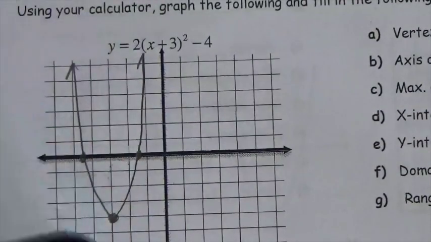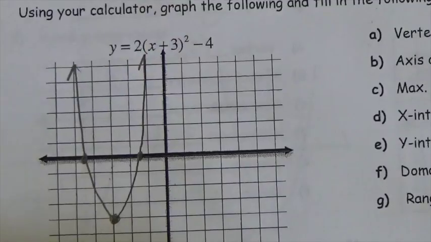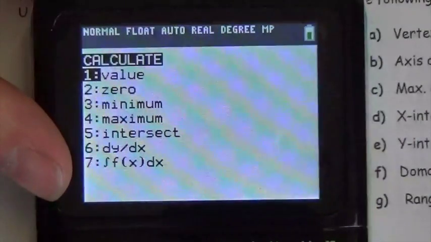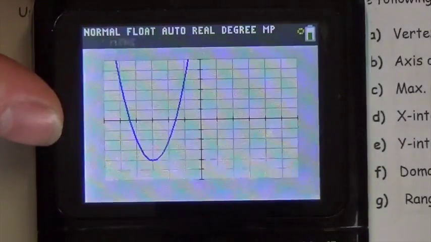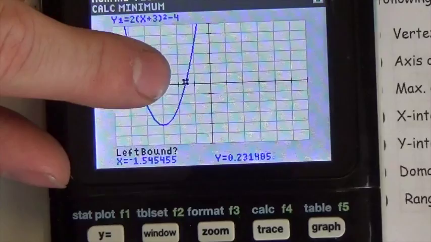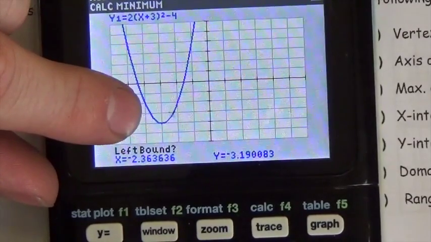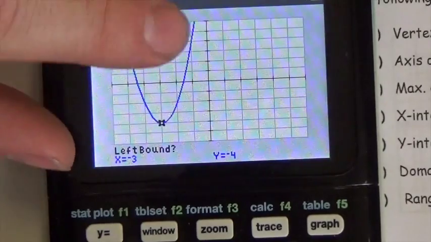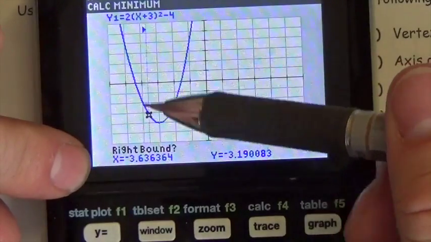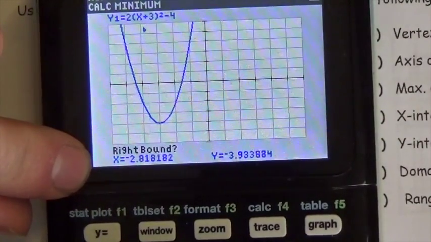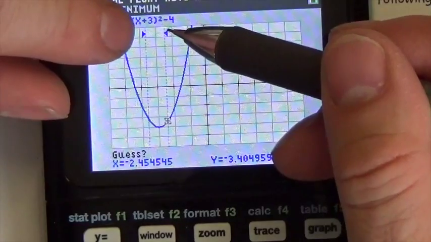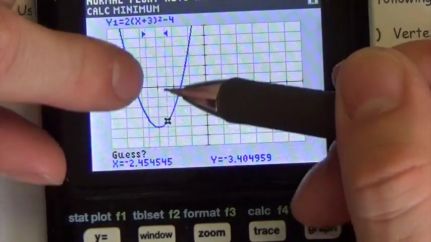Now we're going to look at the vertex. I already knew that the vertex was negative 3, negative 4. I could have told you that, but let's use the calculator to figure that out. I'm going to go into the trace menu, and because my parabola opens up, I'm going to use the minimum. The calculator asks me for a left bound. I'm going to move my cursor using my left and right arrow keys. This is the vertex, roughly about there. Now I'm going to move the cursor a little bit to the left and press enter. Notice that it draws this little triangle with a line. Now I'm going to move my cursor to the right of the vertex, press enter. It draws this other little line with a triangle there. The vertex should be between those two lines.